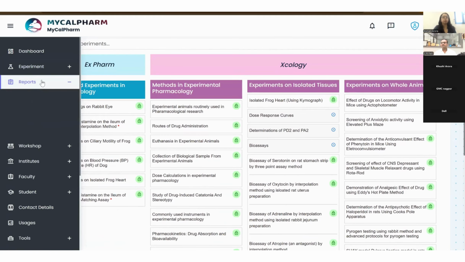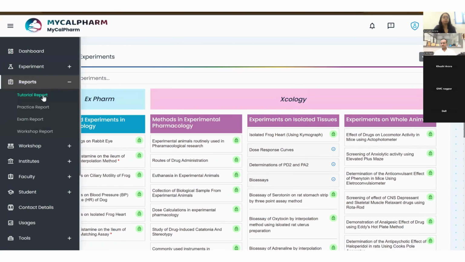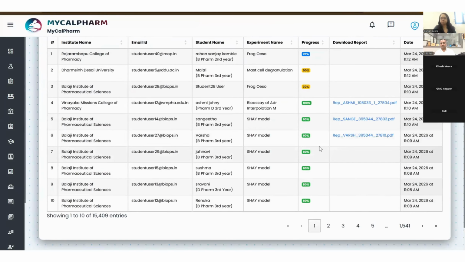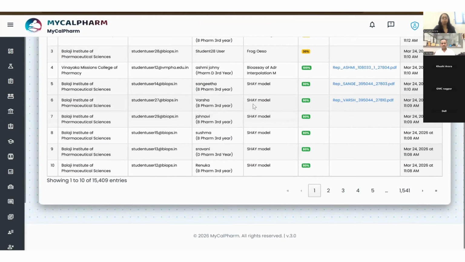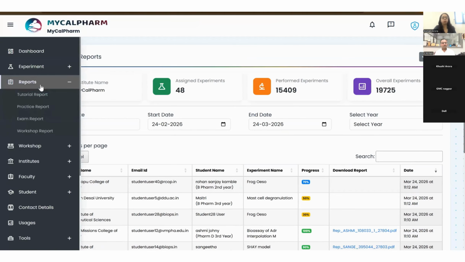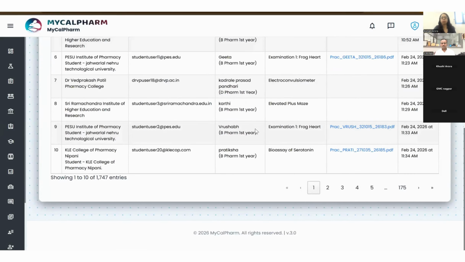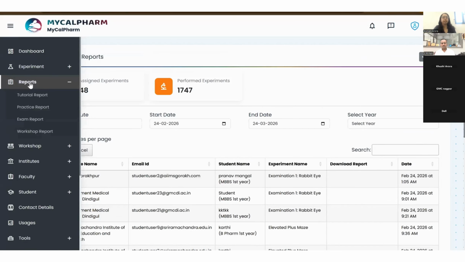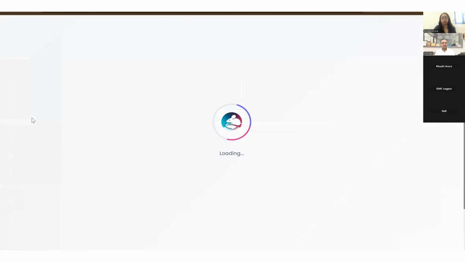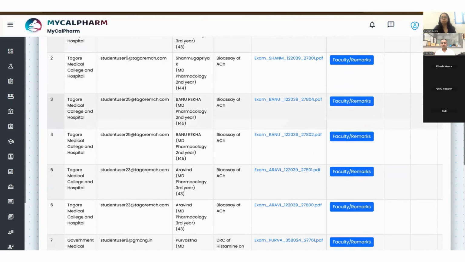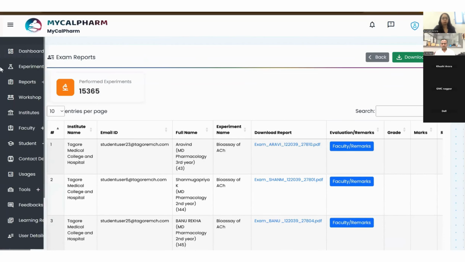Similarly, we have reports are there. Whatever the student will be doing, the faculty will come to know what all student has done here. This is the report. You can see here 19,000 experiments has been performed in 1 week. This is the report part. Let me go to the practice. What all practice the student has done, you will be able to see here. Then in the report section only, examination report is there. What all the student will be performing in the exam, the faculty will be having the access to it.